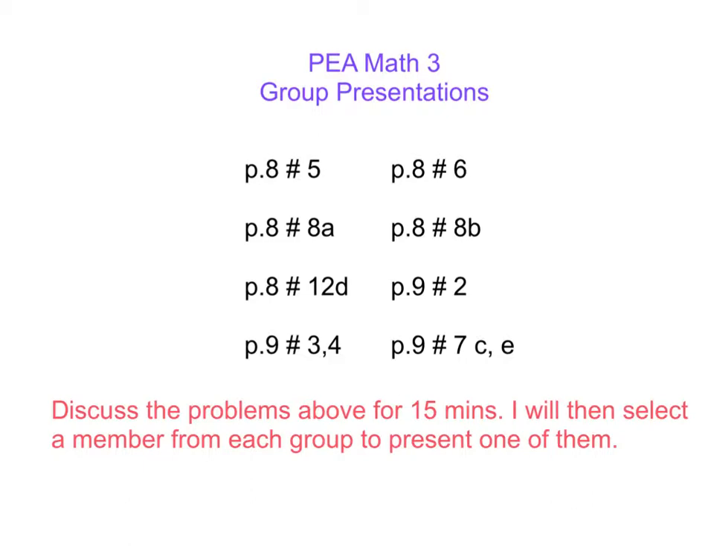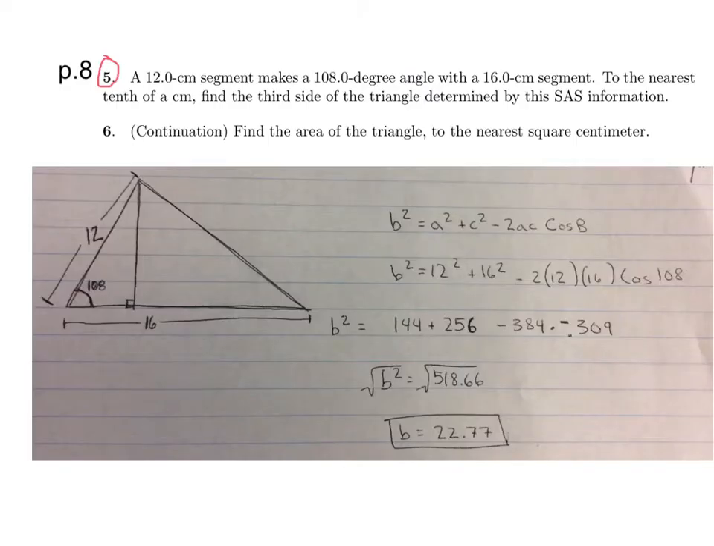A 12 centimeter segment makes a 108-degree angle with a 16 centimeter segment. To the nearest tenth of a centimeter, find the third side of the triangle determined by the SAS information. So we realized that this was a problem that needed to be solved by using the law of cosines, which is this equation right here.